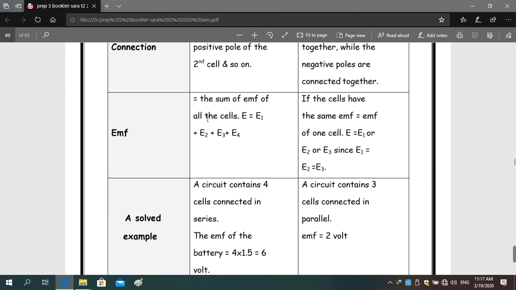Here, to calculate the EMF, we have to make a summation of the EMF of each battery, but here we take only one EMF for one battery, and this is the total EMF.